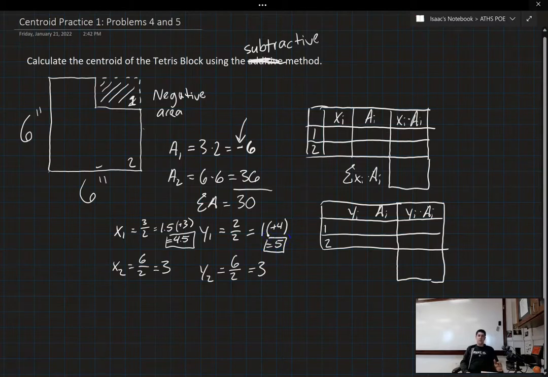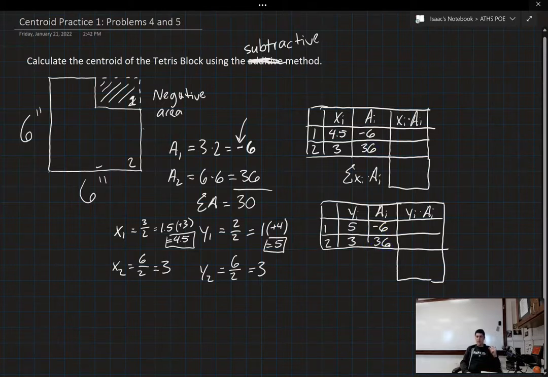Alright, so let's take these numbers and put them into our table just like we did before. So our x1 is 4.5, x2 is 3. Our y-coordinates, y1 is 5, y2 is 3. Now here's where we have to be careful, because A1 is -6. That negative sign is important. So I'm going to put that in the x and the y table. And then my A2 is +36.